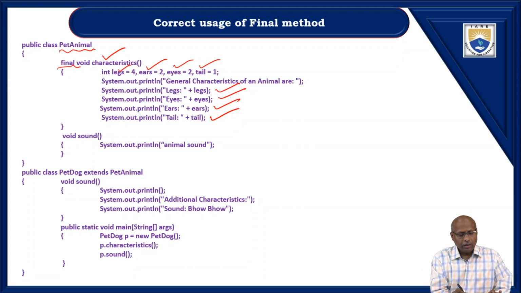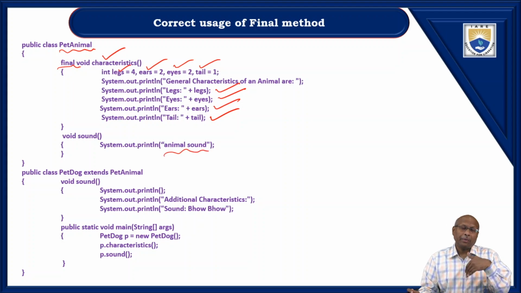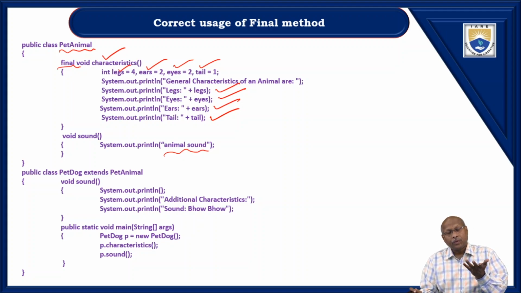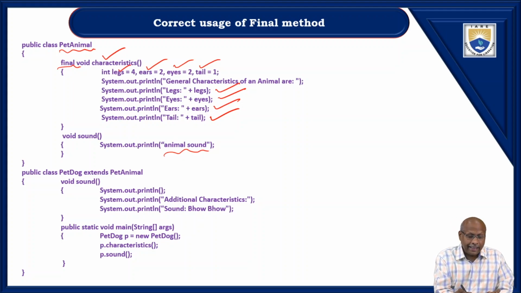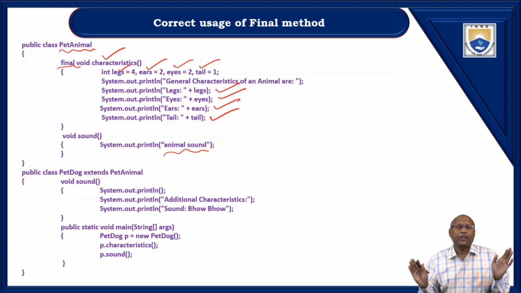Now there is a method called sound. Every animal makes sound. Assume when I call sound, the sound will vary from animal to animal. The dog will have some sound. The cat will have some other sound. The goat will have some other sound. Different animals will have different sounds. That's why I did not make this a final. I made this a normal method. This method I can override.